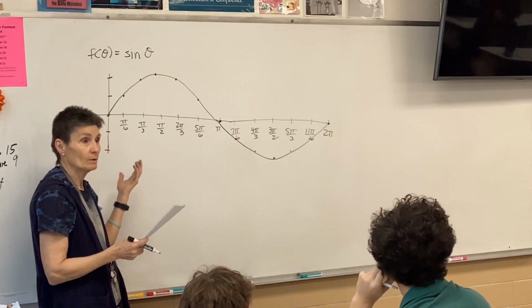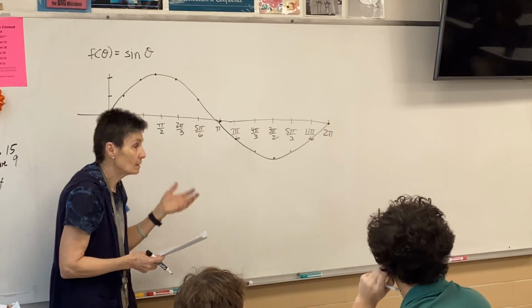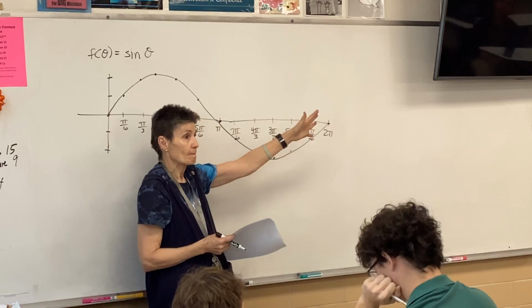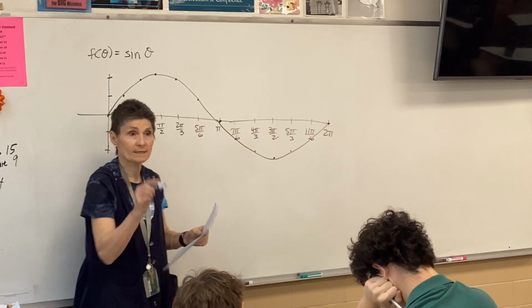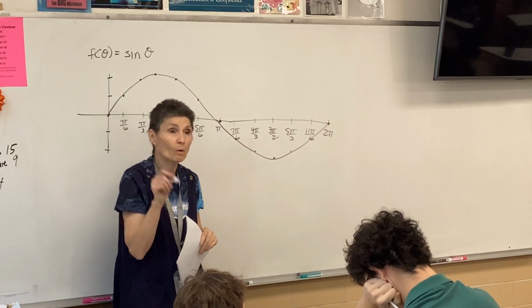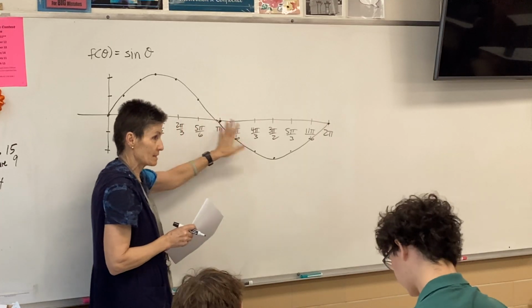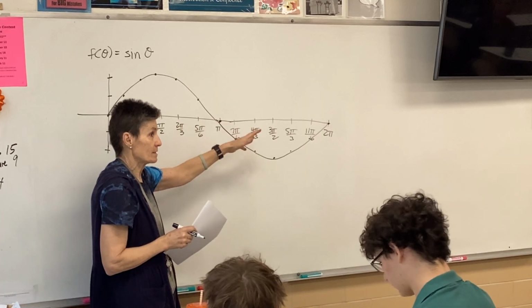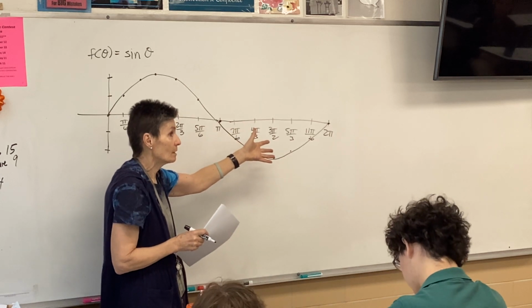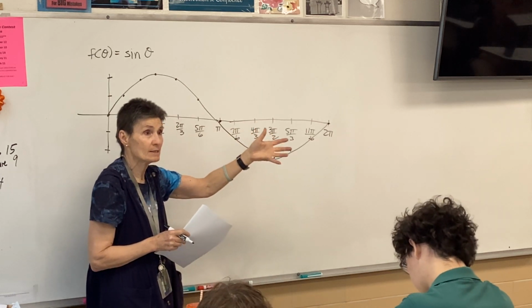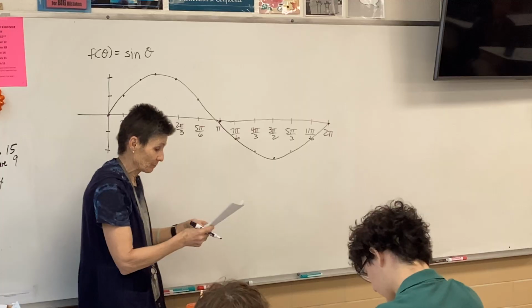Okay, beautiful. Could we keep going? Absolutely. The circle doesn't stop at 2 pi. We could go around again. But what would happen if we did that? We would get exactly the same thing. So this is a periodic function, and its period is 2 pi.